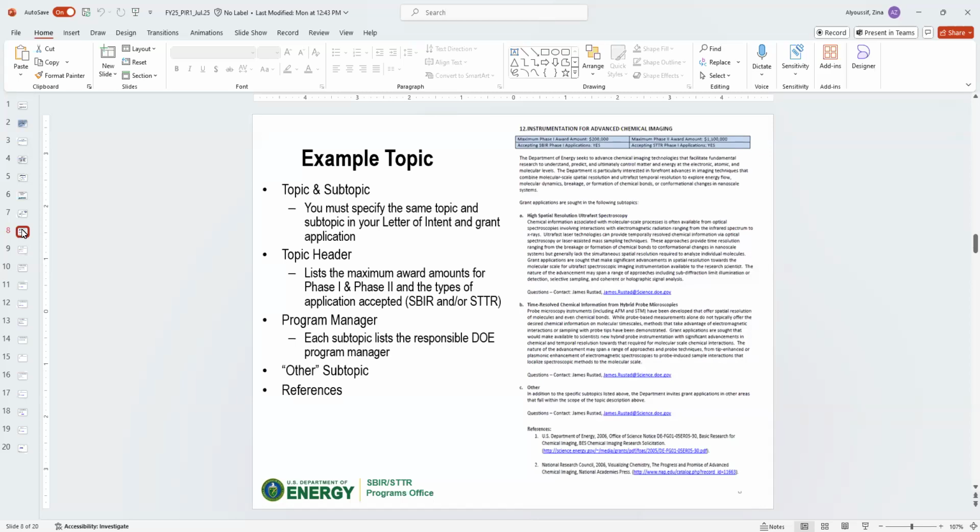When you go through the topics document, you'll see that the topics are arranged by program offices and organized alphabetically and numerically, and that is the way we are going to refer to them. What we ask you to do first is read the topic and subtopic and the reference information that is provided to get a little more context as to what the topic managers are looking for.